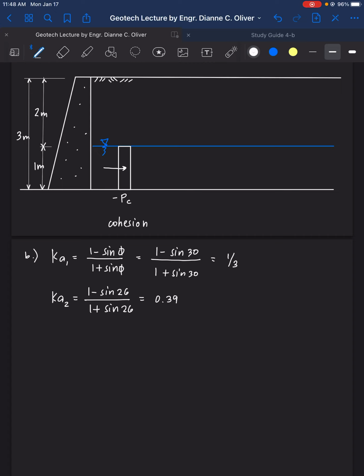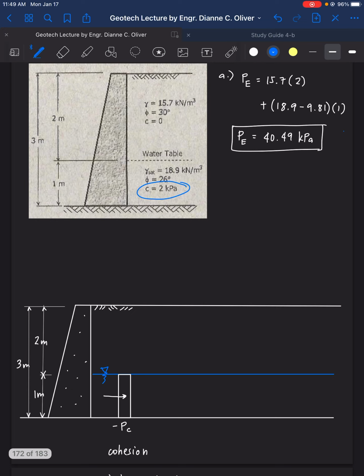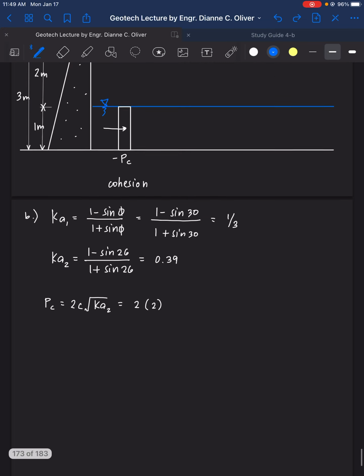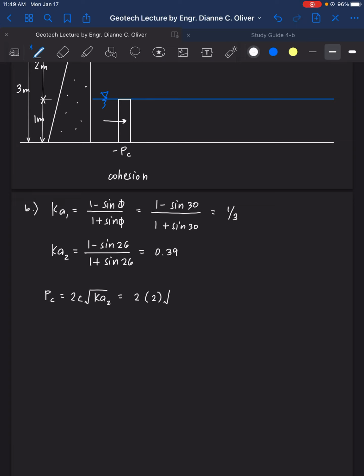So we only have here P cohesion equals, the formula for cohesion is 2C square root of K active 2, because it's located below. So 2 times 2, the cohesion is 2 kilopascal, then square root of K active 0.39. That is now equal to 2.5 kilopascal. After cohesion, we don't have surcharge.